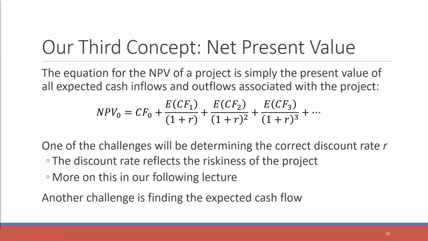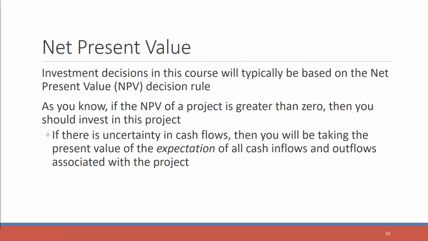One of the challenges that we'll face when calculating NPV will be determining that correct discount rate. And that discount rate is going to reflect the riskiness of the project. So what we'll do in the coming weeks is figure out how to calculate the correct discount rate. So we'll do this in our following lectures when we build out an efficient market and when we build out the CAPM. Another challenge in NPV is that numerator, finding the expected cash flow.